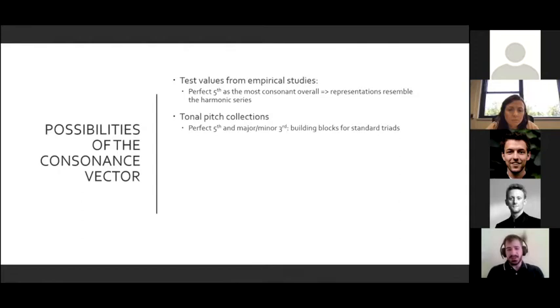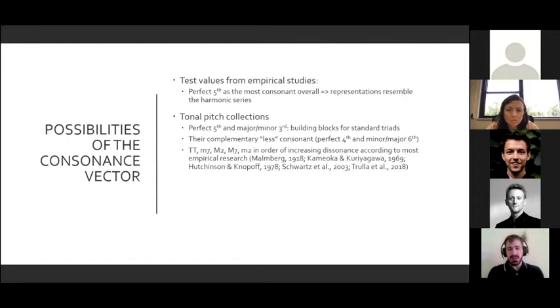The complementary intervals are regarded as less consonant, the perfect fourth and the minor and major sixths, while the remaining intervals in increasing dissonance are the tritone, the minor seventh, the major second, the major seventh, and the minor second.